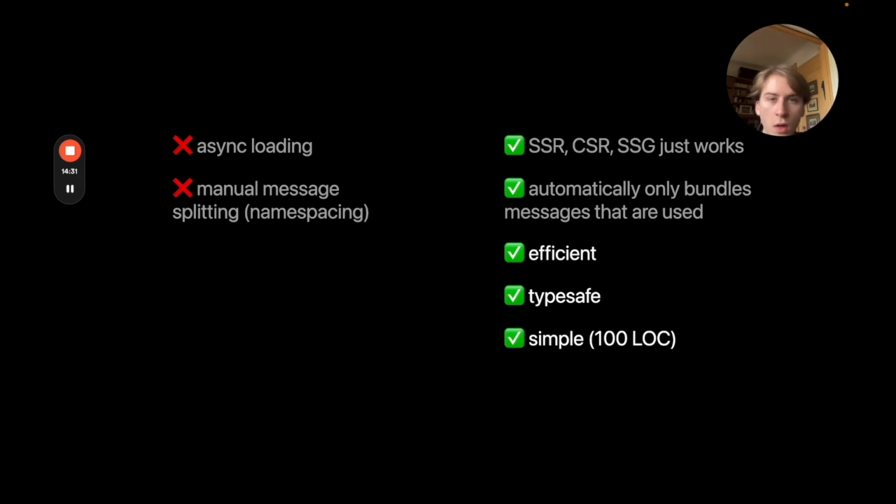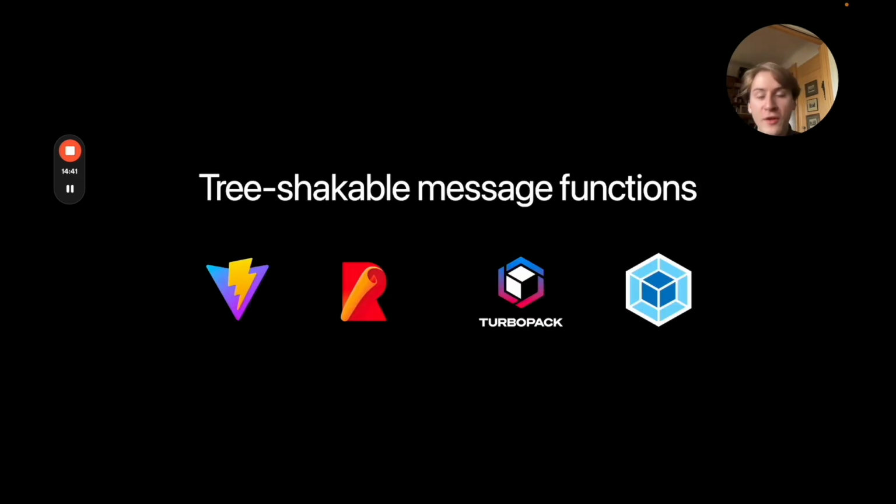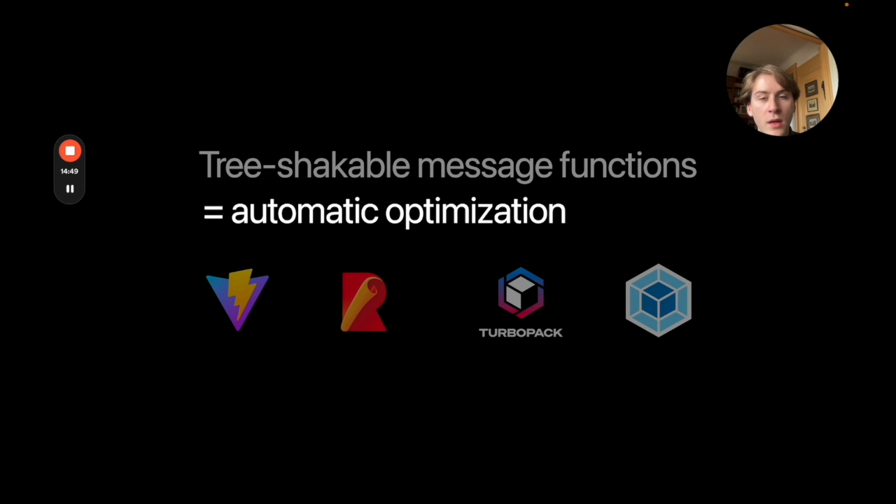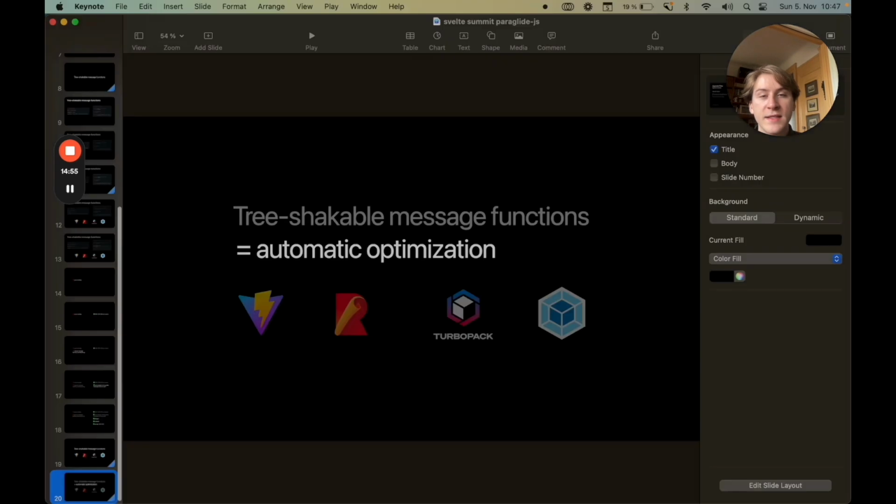It took us so long to get here. It's so obvious in hindsight. We believe everyone will copy what we did here with Paraglide JS. It is just so good. But yes, the innovation comes down to tree-shakable message functions instead of trying to resolve your translations during the runtime. It means that your bundlers can automatically optimize them. This is the innovation in a nutshell. And I said there's more to it.